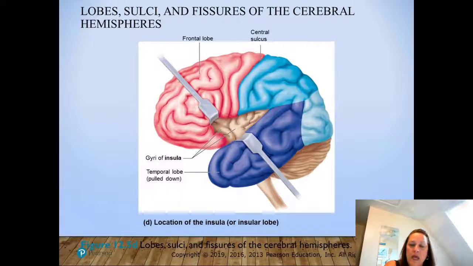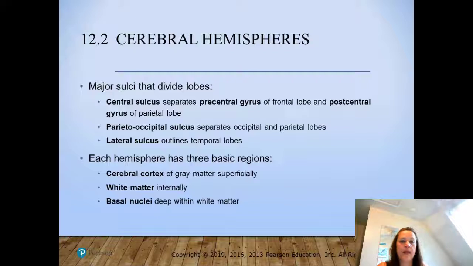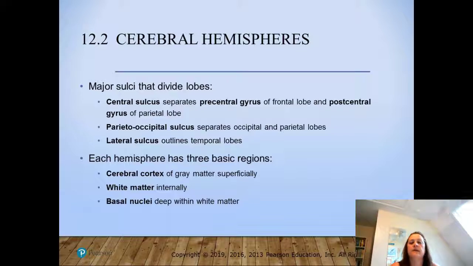These two probes are looking at the insula of the brain. So when we divide the lobes of the brain, the central sulcus divides the frontal lobe from the parietal lobe. The parieto-occipital sulcus separates the parietal lobe from occipital. The lateral sulcus outlines the temporal lobe. So these are different areas, the regions that sort of divide the cerebral hemispheres.